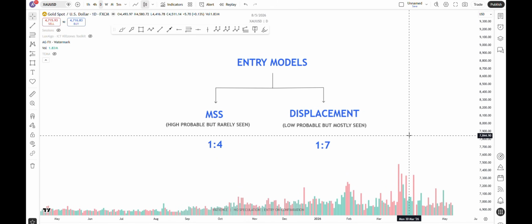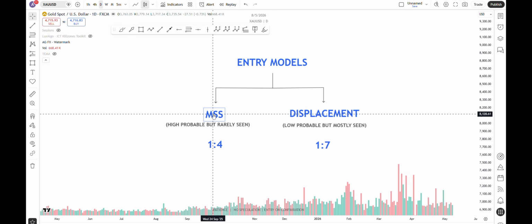We will be studying entry models. In ICT there are many kinds of entry models that different traders use, but today we'll be learning about two very specific, very popular kinds of entry models that we'll be using to take our entry from our POIs towards our bias. So first of all, we've got MSS, which is market structure shift.